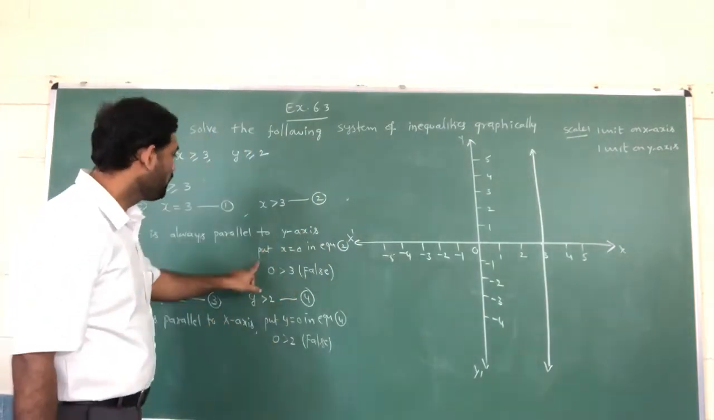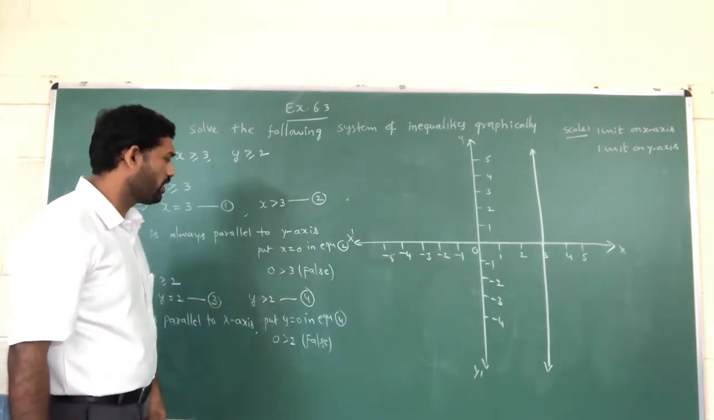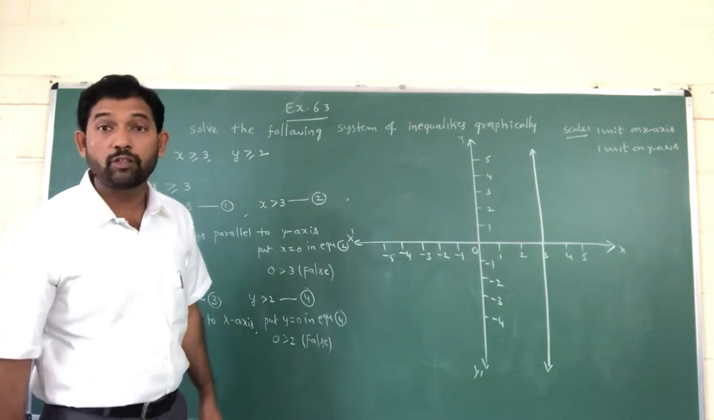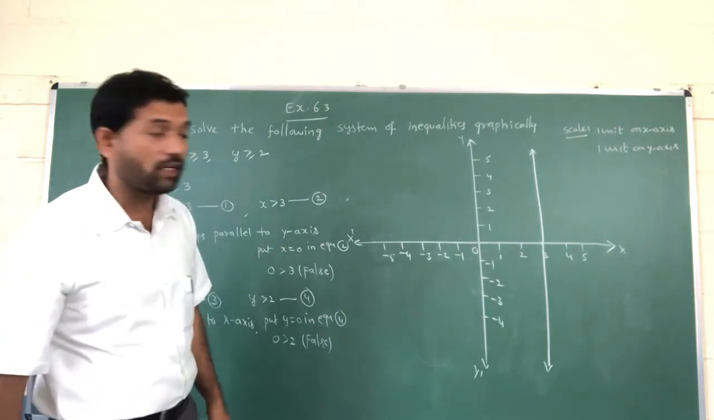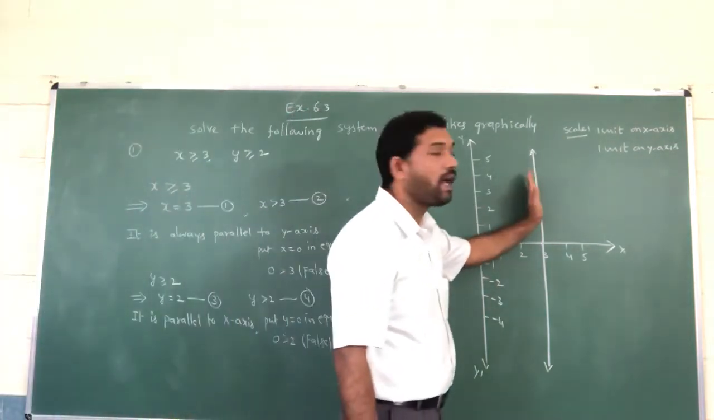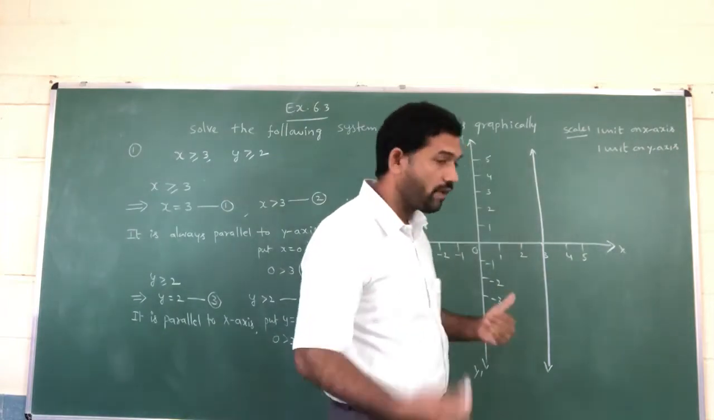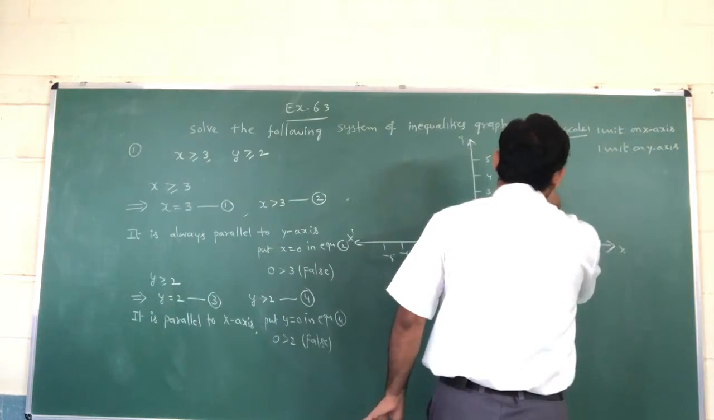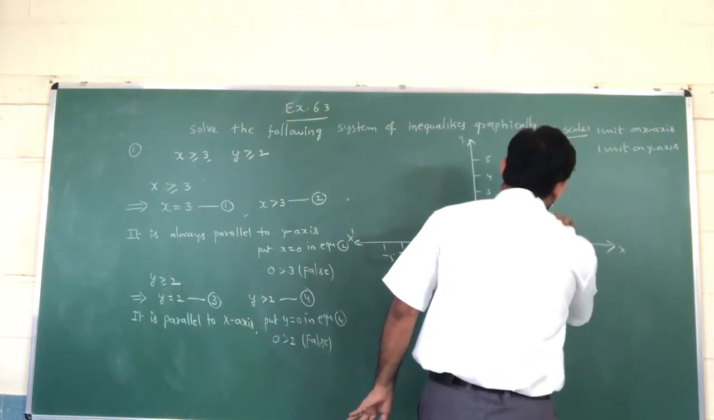After that, put x equal to 0 in equation number 2. What happens? We got a false condition. False means what? False means you have to shade away from the origin's side, so our solution is this side.